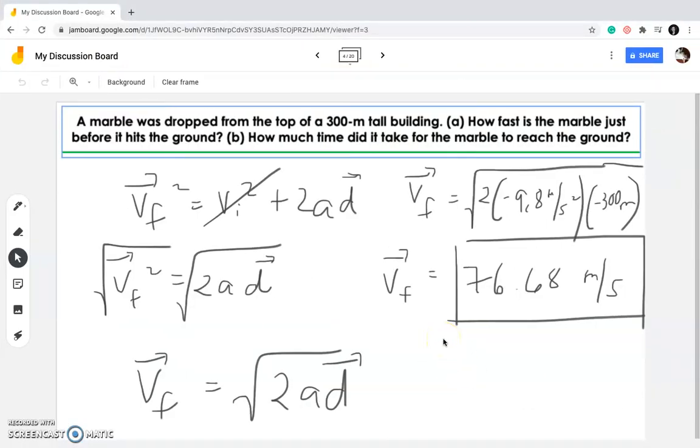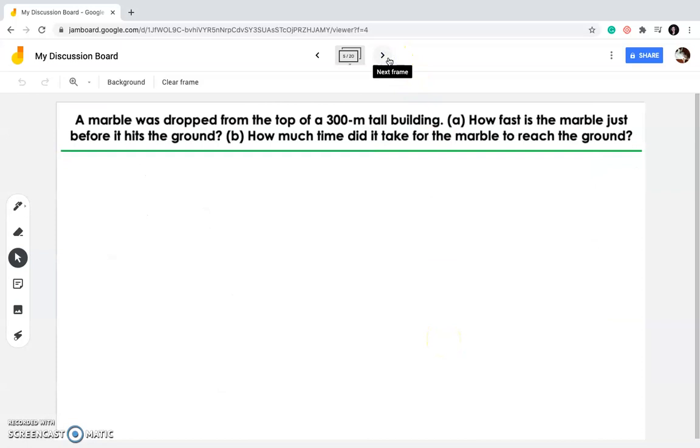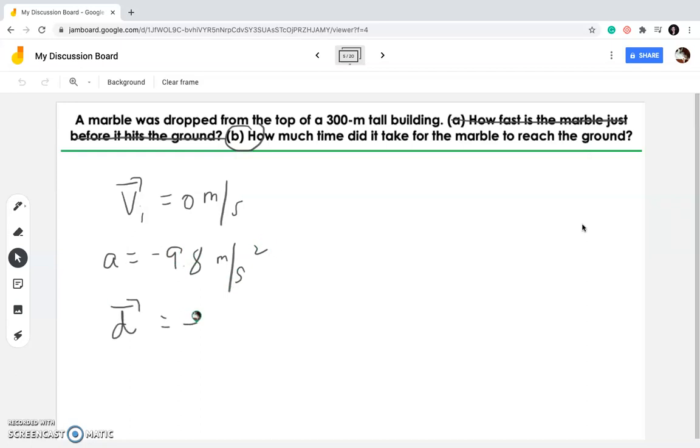Now let's proceed to the next RTF, because there are two required to find in this particular problem. So at this point, I'd like us to ignore part A and let's solve for part B. It says in the same problem, how much time did it take for the marble to reach the ground? So the same things would apply. The initial velocity is still 0 meters per second, acceleration negative 9.8 meters per second squared, and the displacement is negative 300 meters because this is measured below the origin or the starting point of the marble.